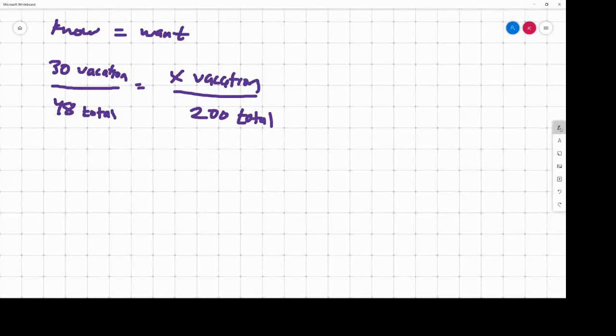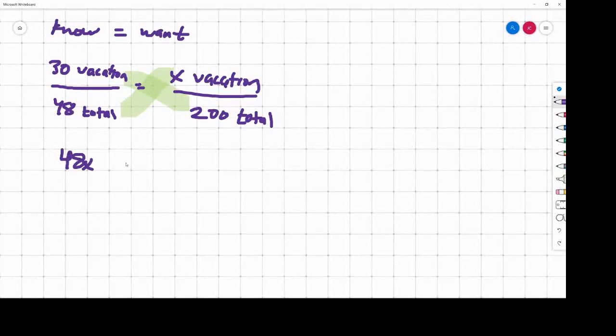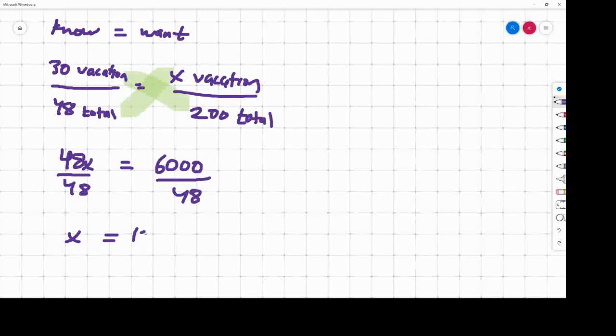Let's cross multiply. That's going to be 48 times x, and then 30 times 200. It's going to give us 48x equals 6,000. Let's divide by 48 on both sides, and x is going to equal 125 students going on vacation.